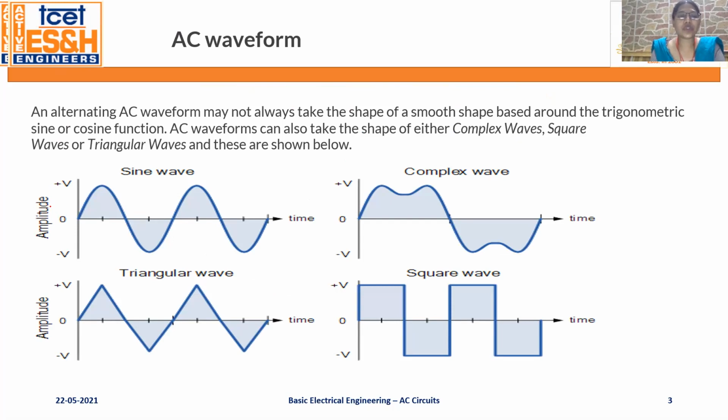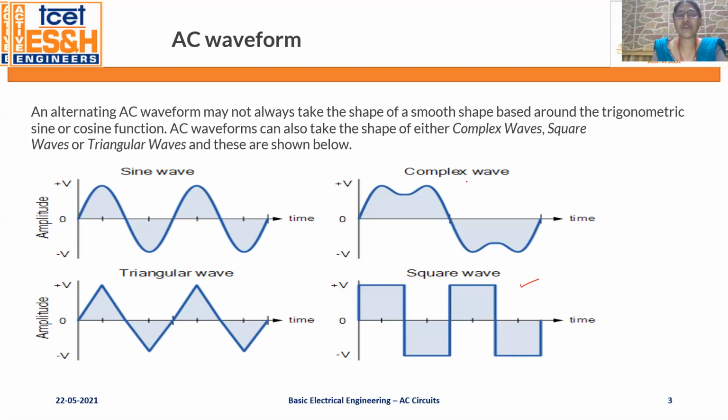An alternating waveform does not always have the sinusoidal shape. The alternating waveform also has other shapes. See, these are examples of alternating waveform. This is the triangular waveform. This is also an example of alternating waveform, whereas this is a square wave. This is also an example of alternating waveform. Similarly, here a complex wave is also an example of alternating waveform.